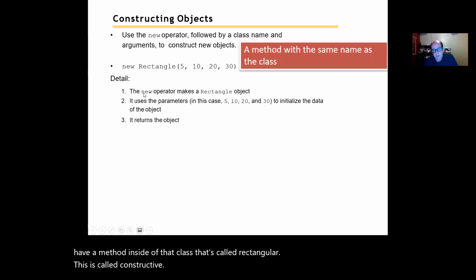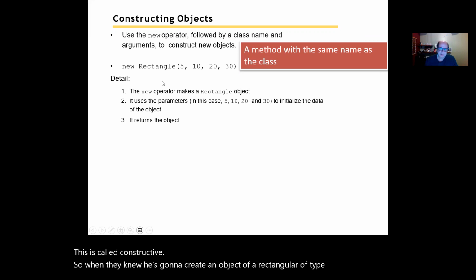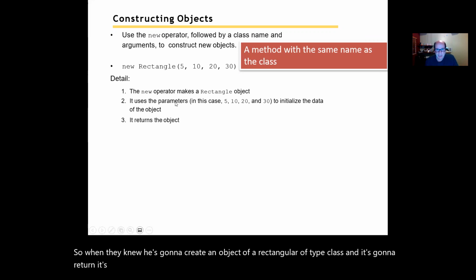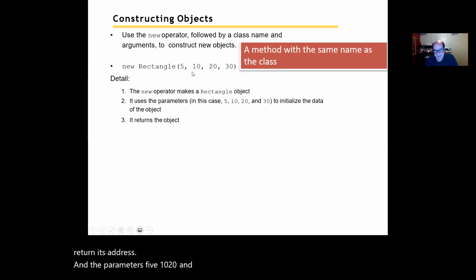So when new is going to create an object of type rectangular class, it's going to return its address. And the parameters 5, 10, 20, and 30 are going to set the X, Y, width, and length to those values.